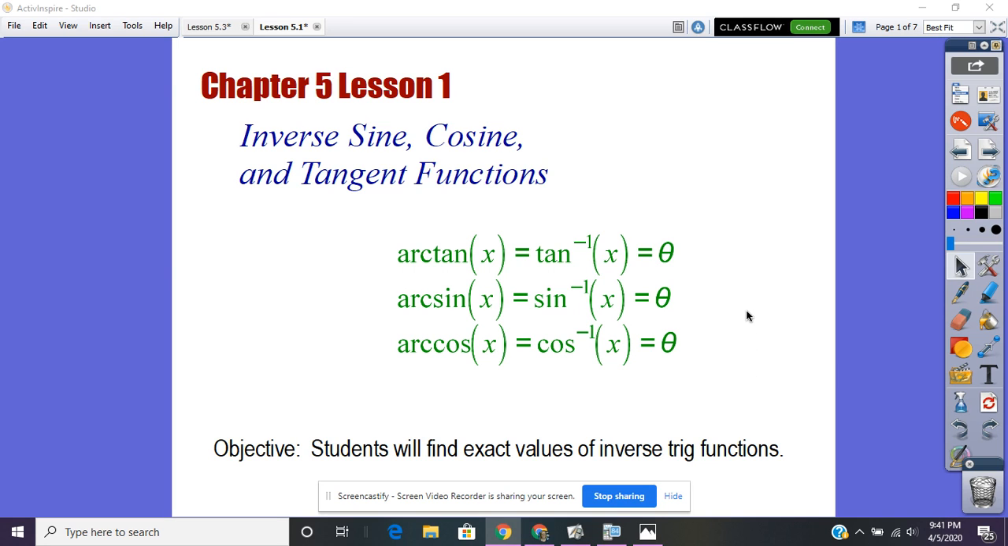Hi, so we're going to talk about inverse sine, cosine, and tangent functions, kind of introducing solving equations with trig functions. So you will need a calculator and make sure that you have access to either write down your notes, have your unit circle, and those kind of things. So let's just kind of get started here.